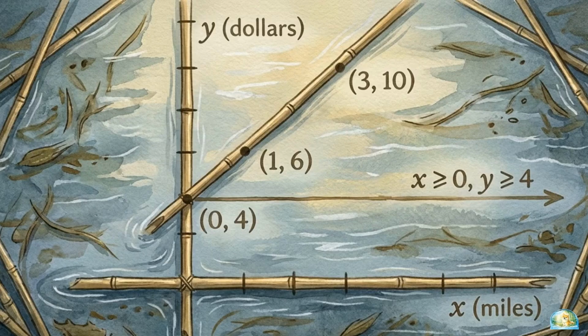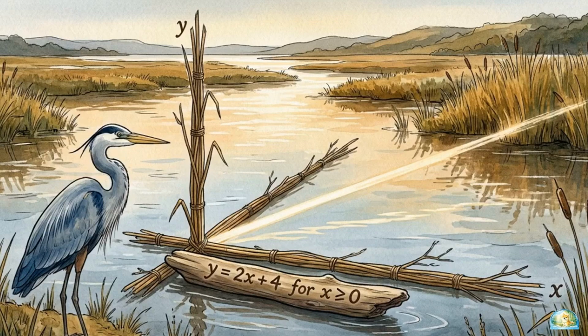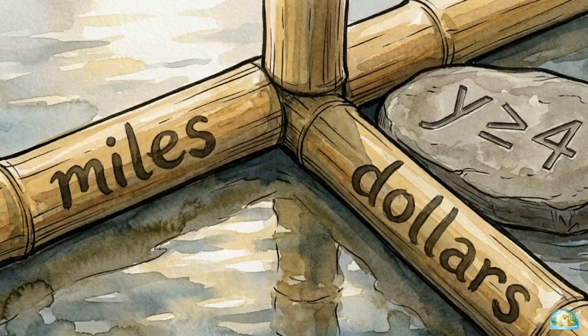The modeled outputs satisfy y greater than or equal to 4. A correct contextual graph is the ray y equals 2x plus 4 for x greater than or equal to 0, with miles on the x-axis, dollars on the y-axis, and y greater than or equal to 4.